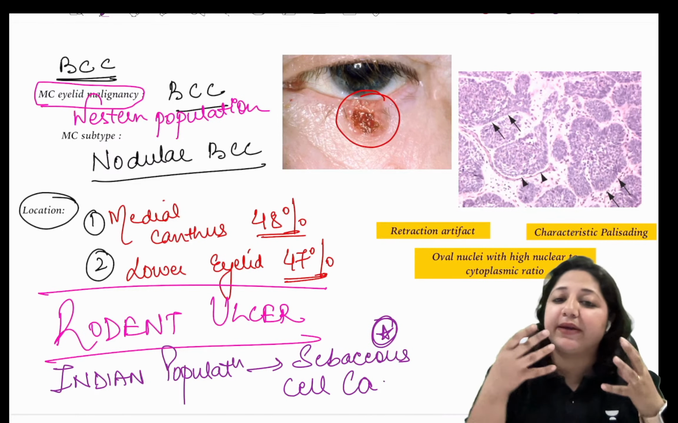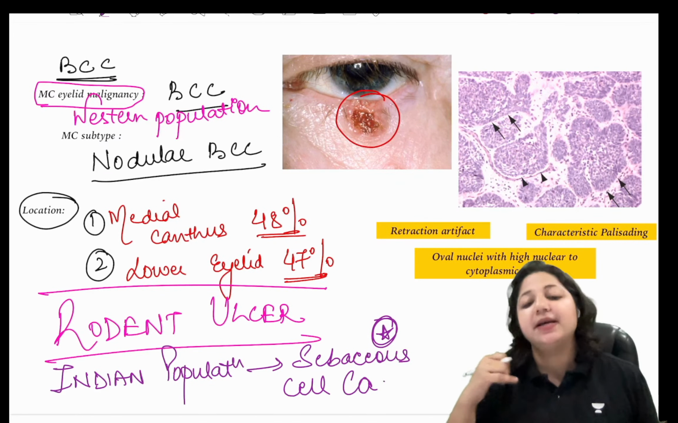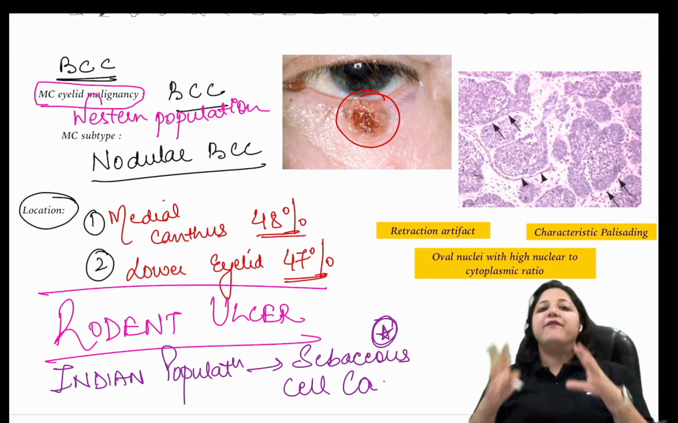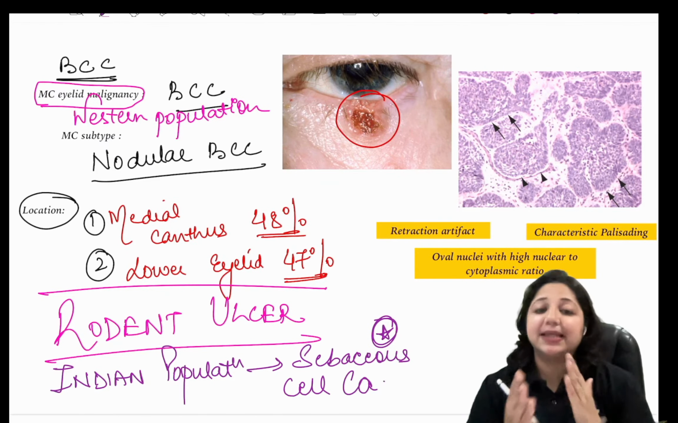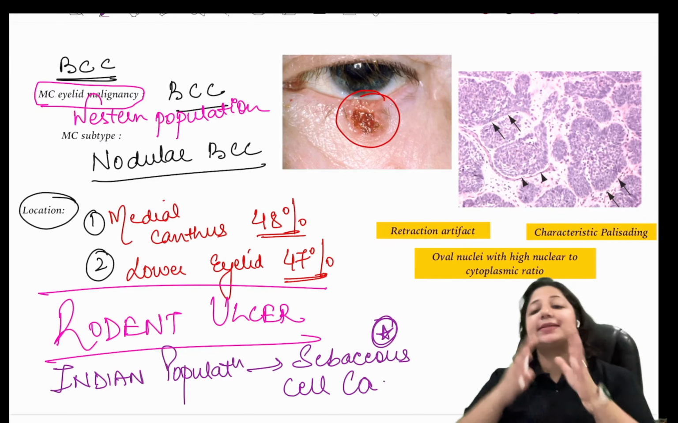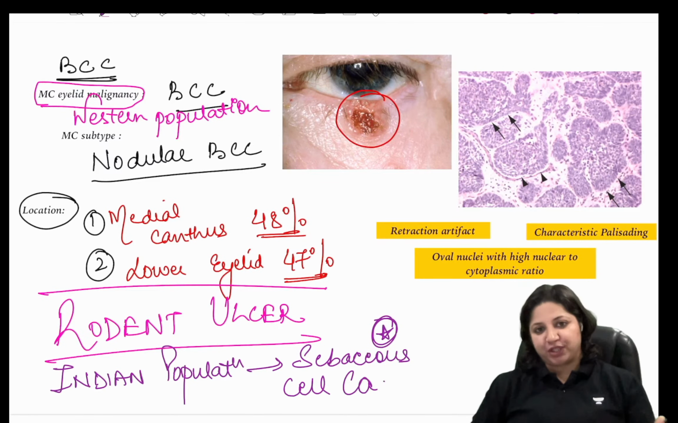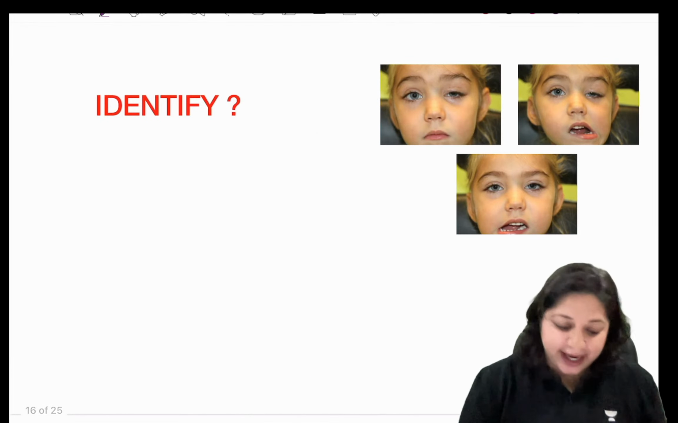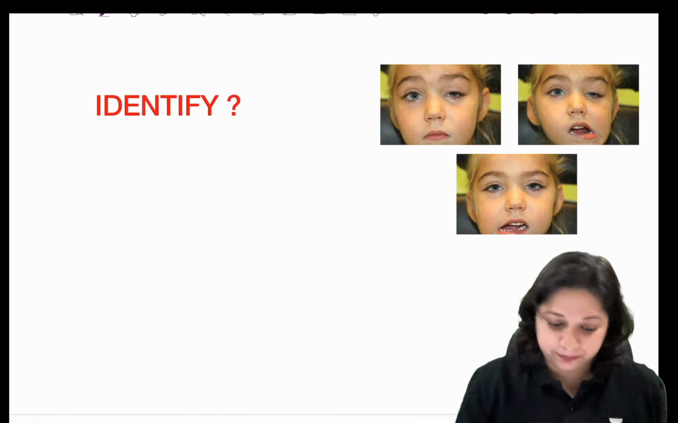A recurrent lesion is a very common history which you will get when you suspect a sebaceous gland carcinoma or sebaceous cell carcinoma, right? So this is the difference. This is a point of controversy. But yes, the most common eyelid malignancy in the Western population is BCC, but in the Indian population it is sebaceous. Are we clear with this now? All right. Okay. So moving on to the next. Identify this. What do we see here?